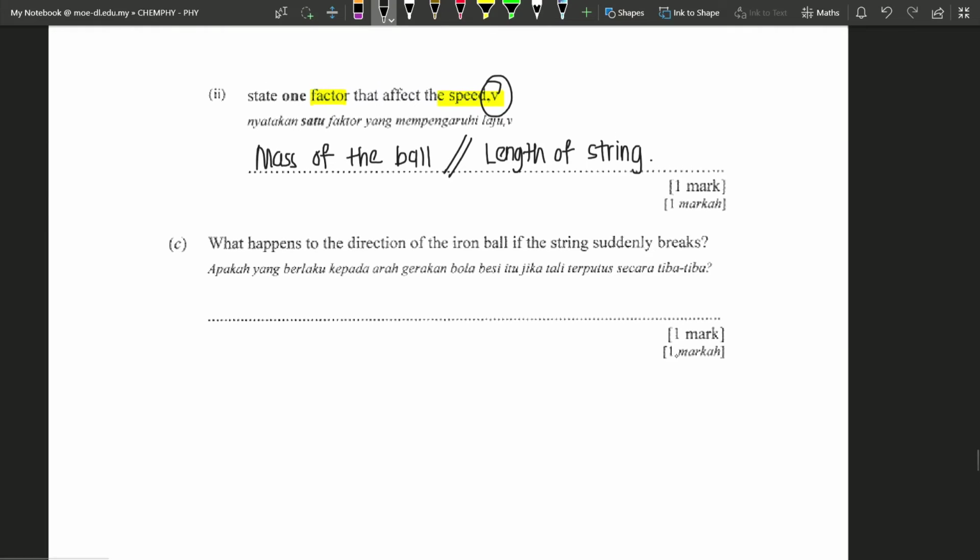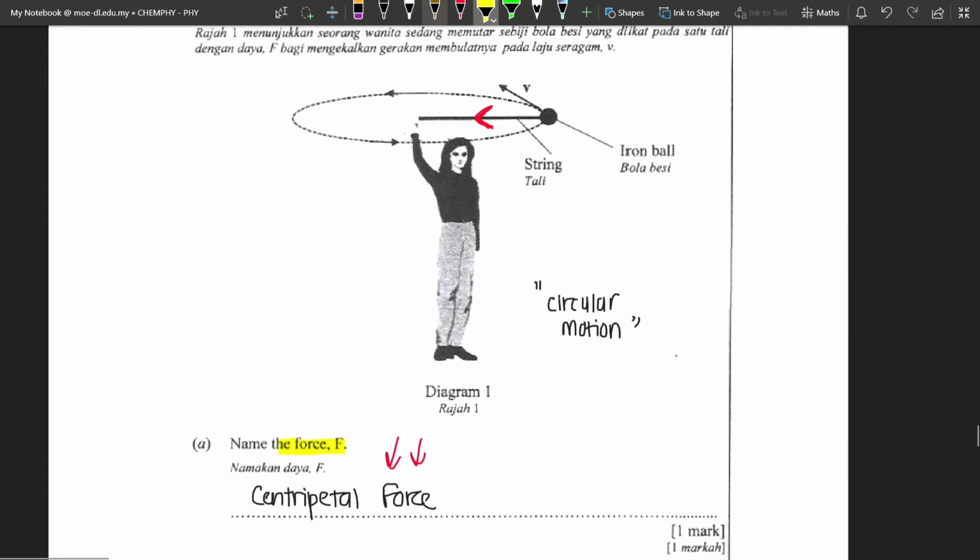And question C, what happens to the direction of the iron ball if the string suddenly breaks? So this one, you guys tengok arah lukisan V ni, huruf V, dia sebenarnya adalah tangent kepada bulatan. So kalau pandangan situasi ni dari atas, this is the girl. And this is adalah tali dan bola besi. So bola besi akan diputarkan dalam circular motion. And daya memusat adalah ke arah bulatan. And your V, hal laju bola tu adalah dengan arah perpendicular, berserenjang dengan bulatan tu sendiri.